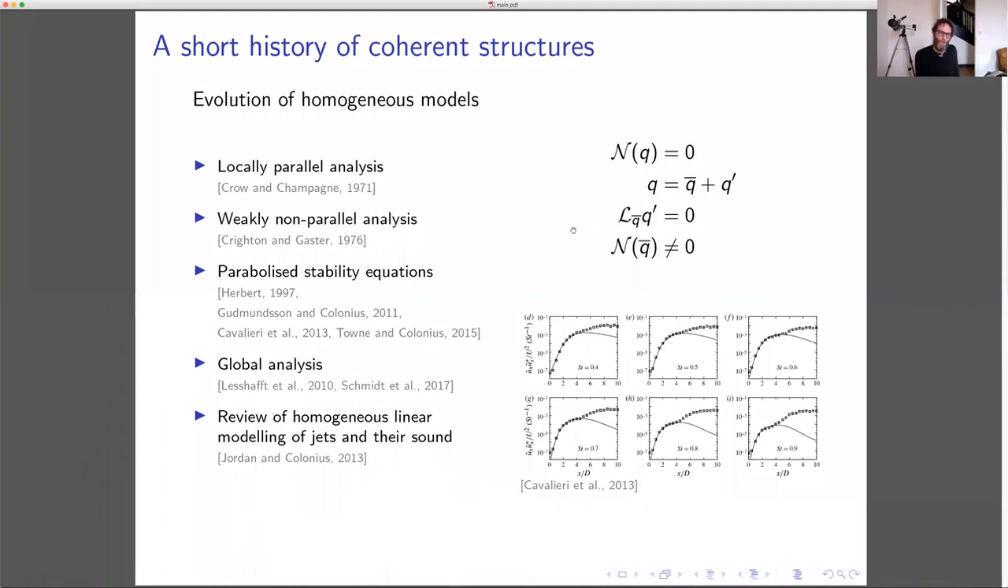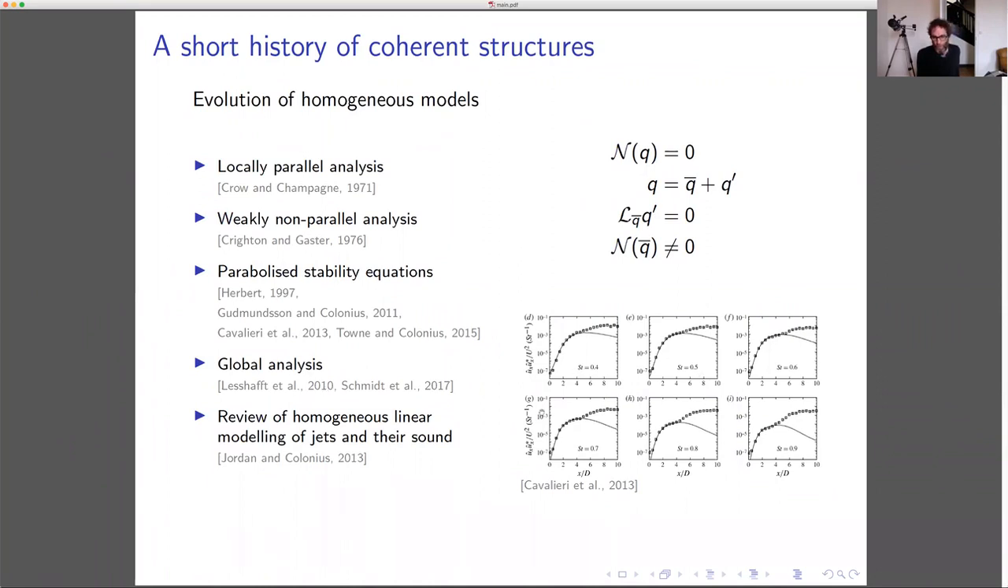So you can formulate this in a locally parallel framework, weakly non-parallel as per Crighton and Gaster. There are various ways of parabolizing the linearized system. The most rigorous of these was proposed by Towne and Tim Colonius some years ago. And today it's possible to do global analysis for fully 3D mean flows.